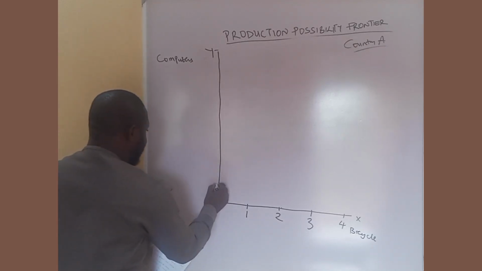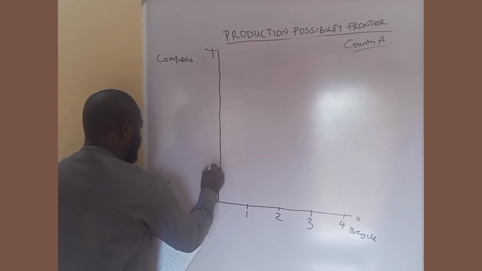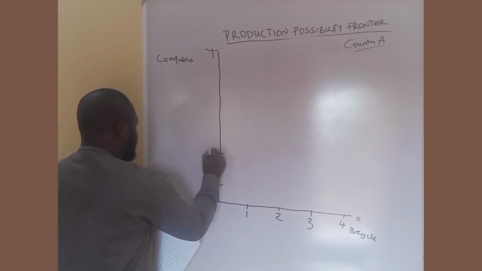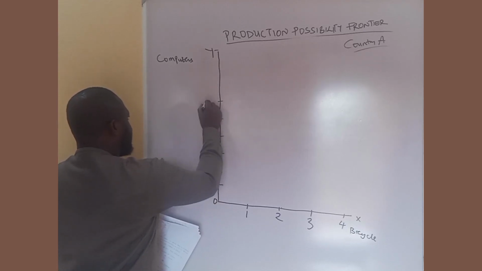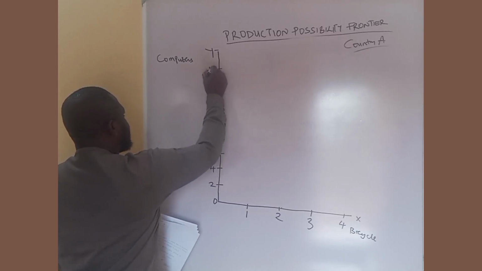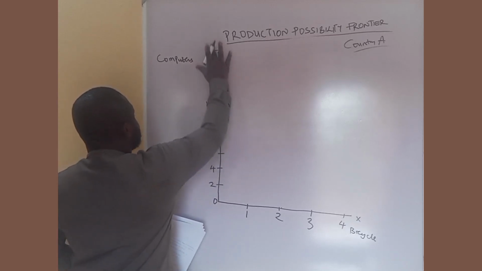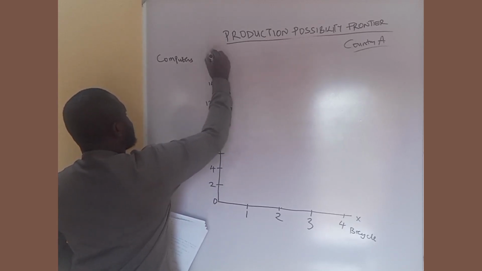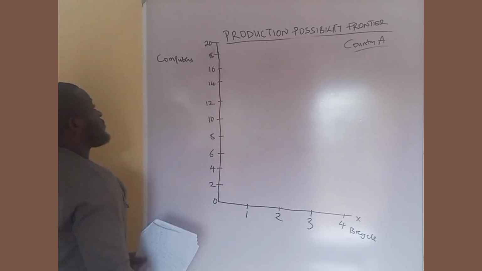So in this case, let's calibrate on a scale of 2 by 2: 2, 4, 6, 8, 10, 12, 14, 16, 18, 20. Okay.